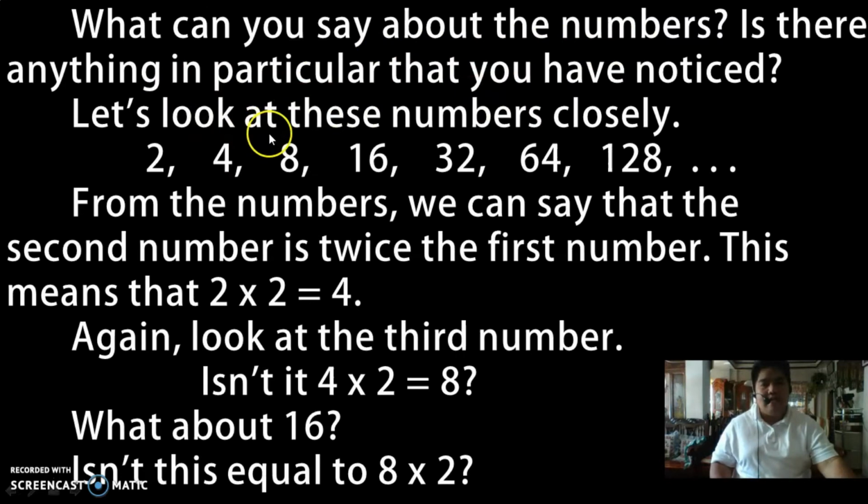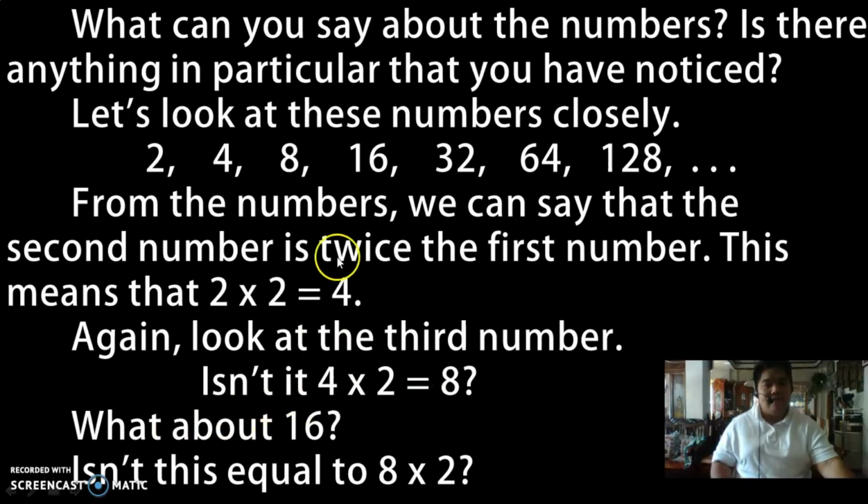Let's look at these numbers closely. I have 2, 4, 8, 16, 32, 64, 128, and so on. From the numbers, we can say that the second number is twice the first number. This means that 2, the first number, multiplied by 2, is actually 4, and that's your second number. Again, look at the third number, which is 8. Isn't it 4 times 2 is equal to 8?